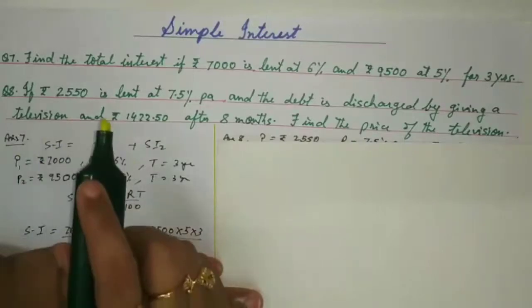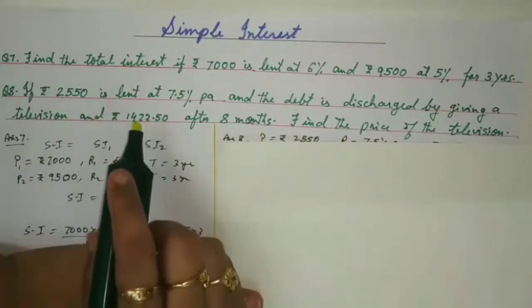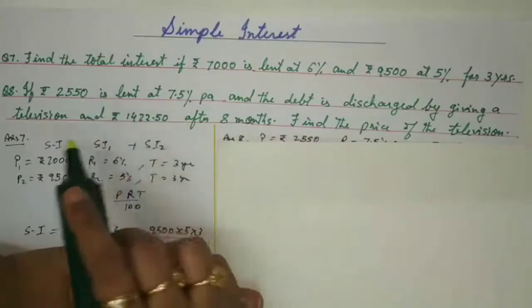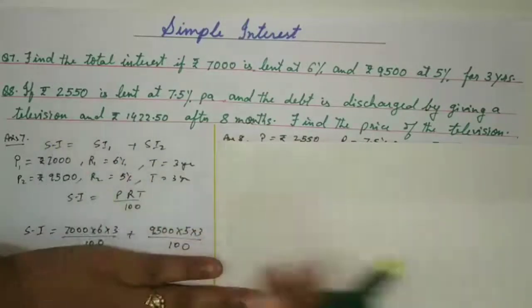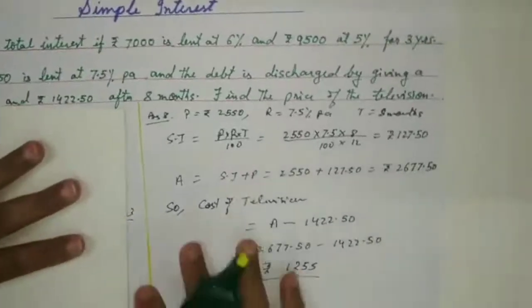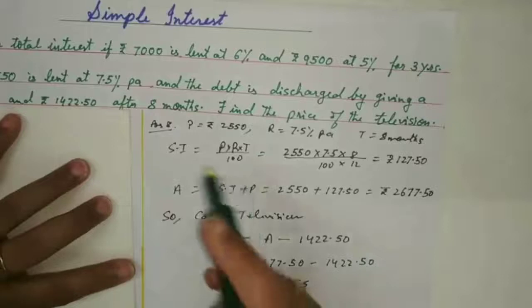So what are you going to do? You're going to find out the amount on this money. You're going to subtract the money which is paid in cash. The rest should be the cost of the television. So accordingly we have done. I will just show you here. Okay, so this one.